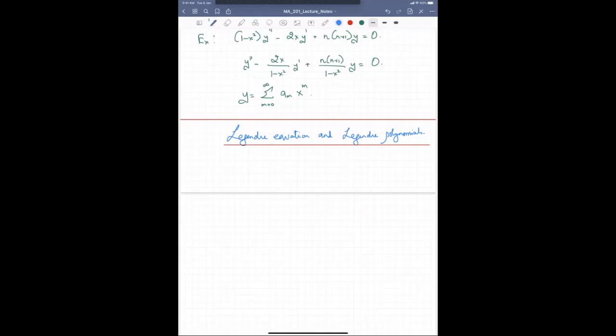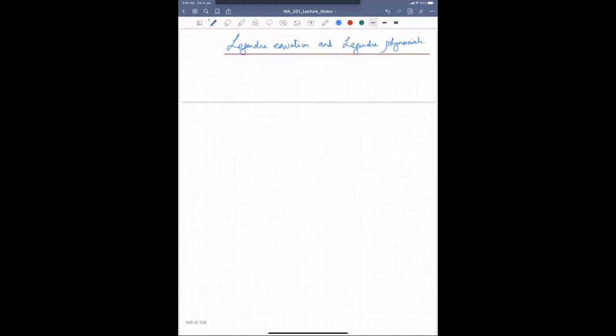Called the Legendre equation, the Legendre polynomials. So the equation is what I just told you, right? (1 minus x squared) y double prime minus 2x y prime plus n(n plus 1) y equals 0, where n is some constant. Now we will talk about n as we go along. It turns out that the equation actually simplifies if you choose n to be integers. But for now, n can be anything.